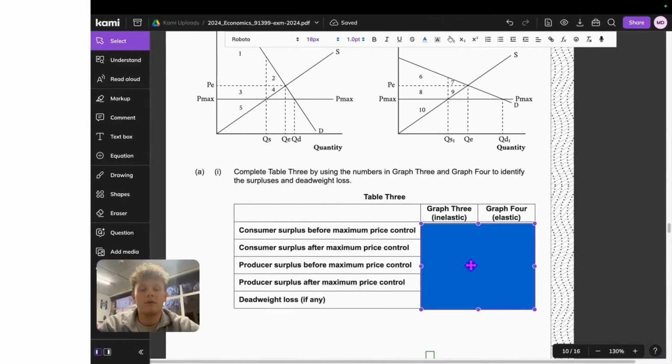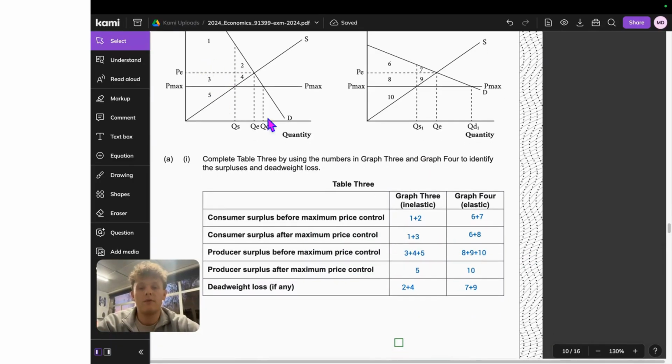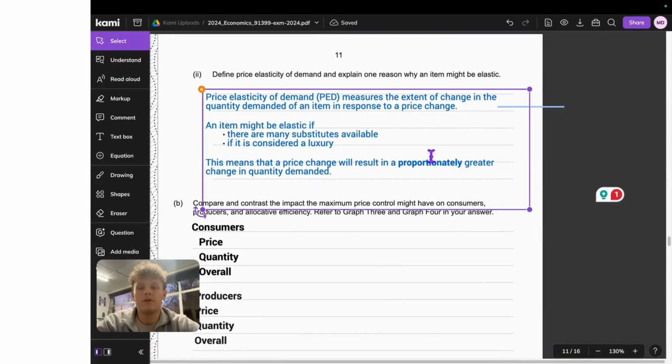So let's have a look at what that looks like. Over here, it is 1 and 2, 6 and 7, 1 and 3, 6 and 8, 3, 4, 5 for before, 8, 9, 10 for before, 5 for after, 10 up here for after, and then 2 and 4, and 7 and 9 after. Then we have to do the next question, which is the written question.